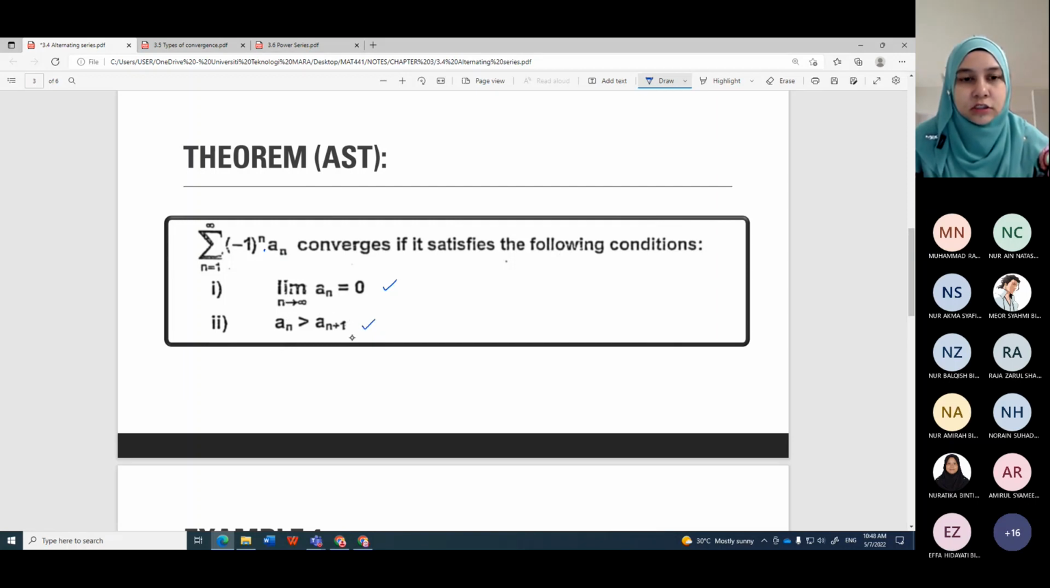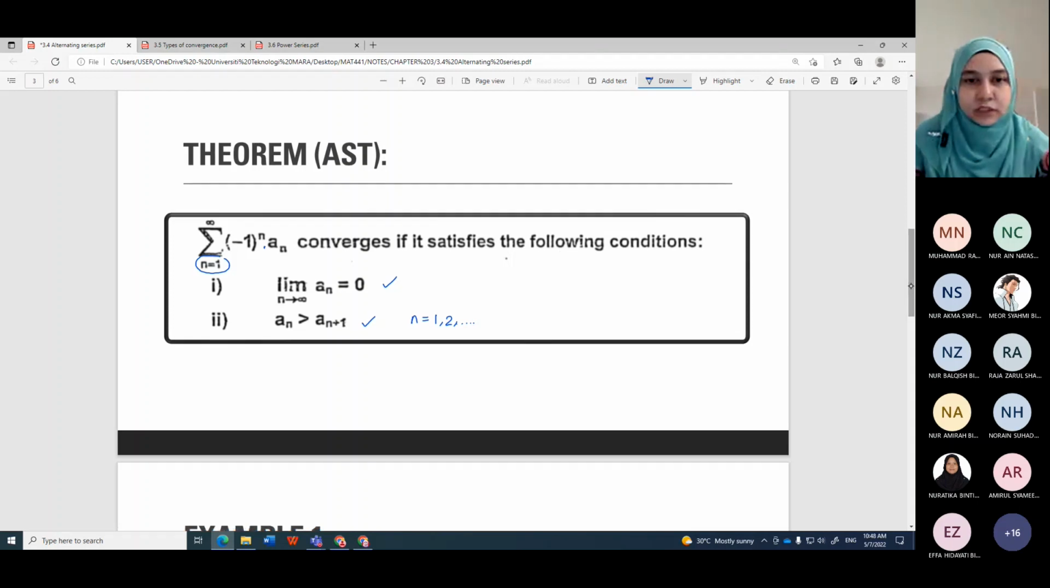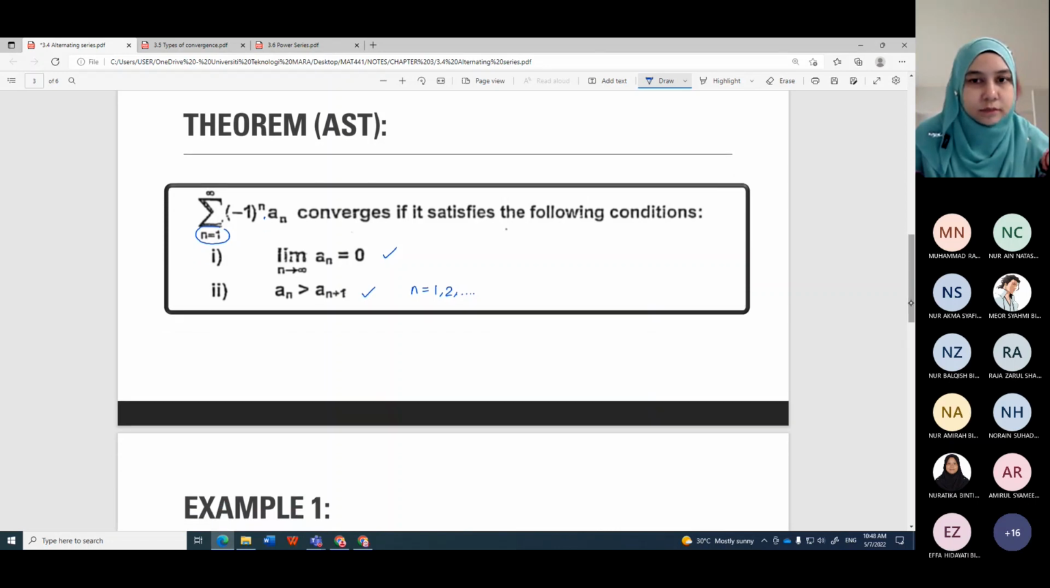For the second condition, you must substitute n equal to 1, 2, 3, at least 2 values, or even 1 is okay. It depends on the starting point. If n starts at 1, we substitute n is equal to 1. So these are the two conditions for AST, the alternating series test.